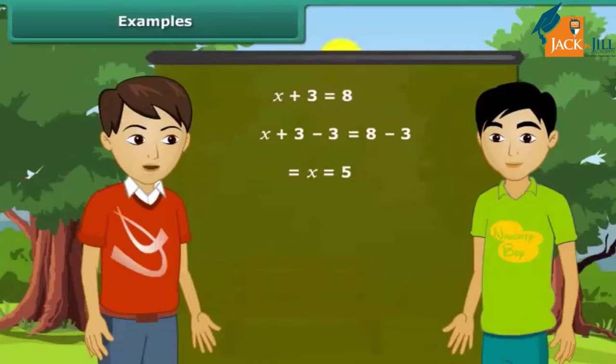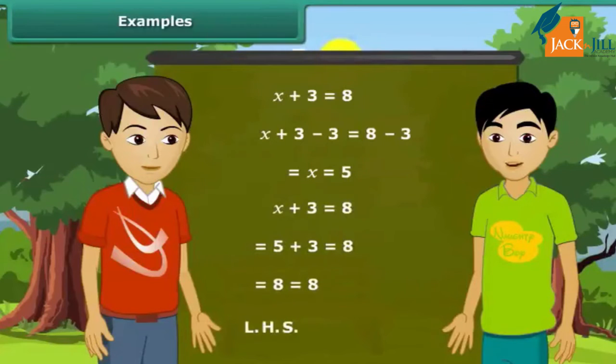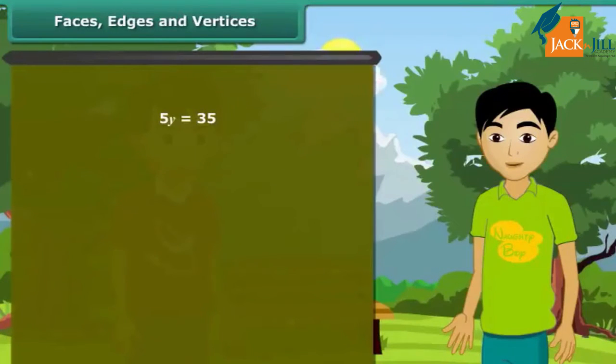Are you sure that this answer is true? We can check this by placing the answer in place of x. If left-hand side is equal to right-hand side, then the answer is correct. We can see that here LHS, left-hand side, is equal to RHS, right-hand side. Hence, our answer is correct. Now take equation 5y is equal to 35. To get just y on LHS, we will divide both the sides by 5. So we get LHS which is equal to y and RHS is equal to 7. Hence, we get the result y as 7.